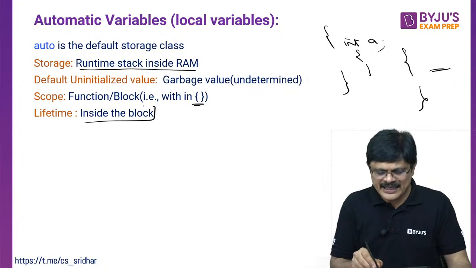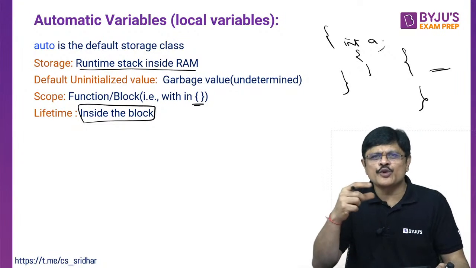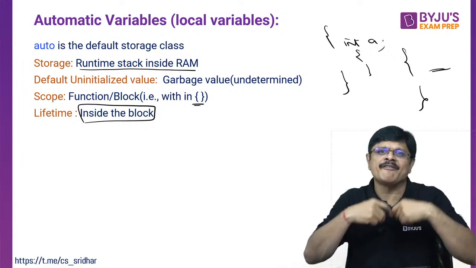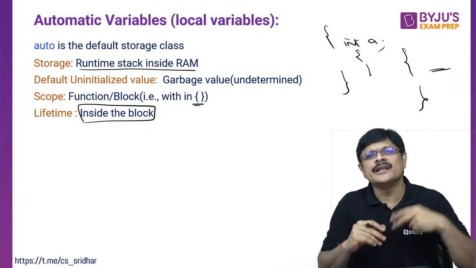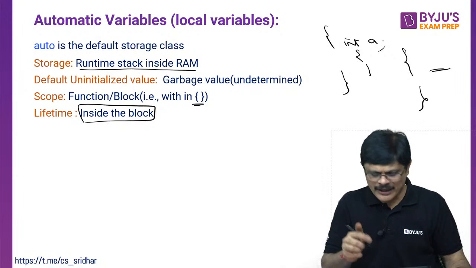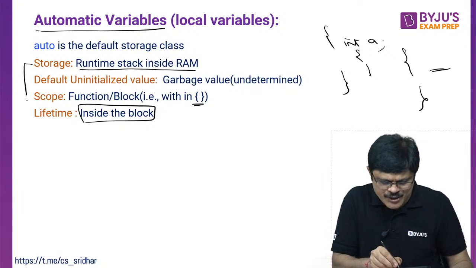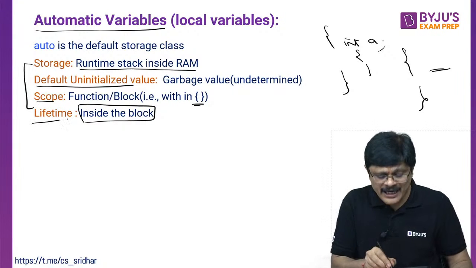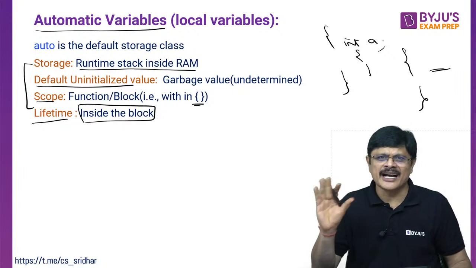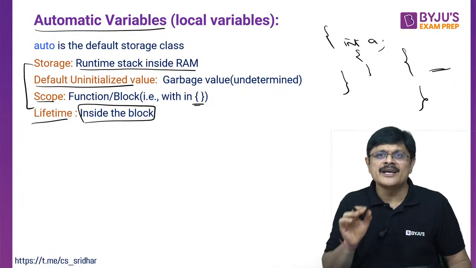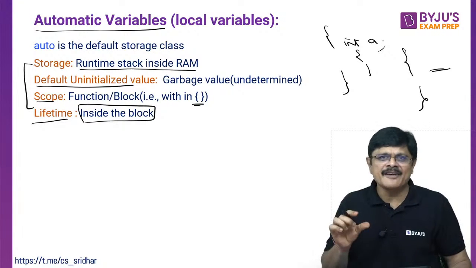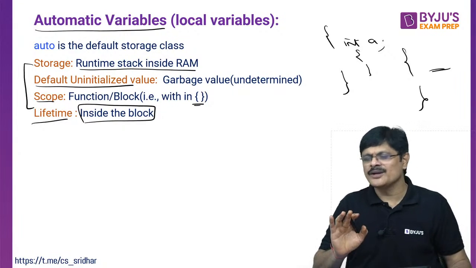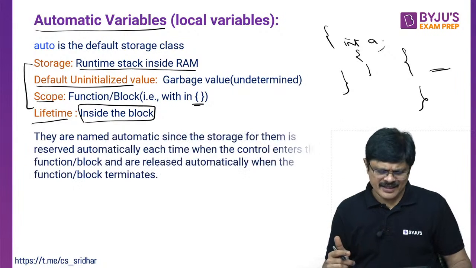Life is inside the block. Suppose you make a function call: as long as the function is alive, this variable is alive. Once the function is out, the activation record is out, and the memory is also out. So that is about automatic variables. What is its storage? What is its default uninitialized value? What is its scope? And what is its lifetime? Storage is the runtime stack. Default value is garbage. Scope is within the block. Life is as long as you are in the block. That's it about automatic variables.